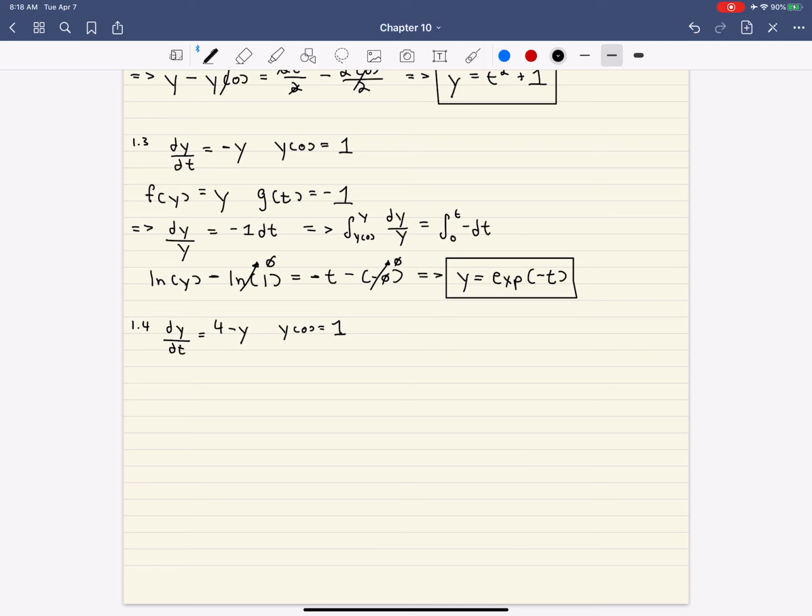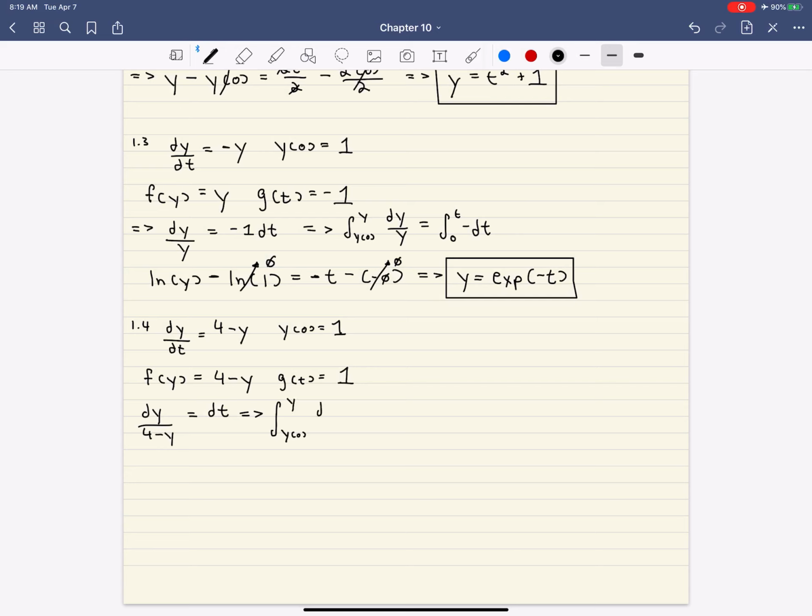Okay? In this case, the equation is also still separable. And what I'll do is I'll say our f of y, our function of y here, is equal to 4 minus y. And the part that's a function of t, I'll just say is 1. Alright, and so we'll move all the y stuff to the left-hand side, all the t stuff to the right-hand side. And then we'll do a definite integral.